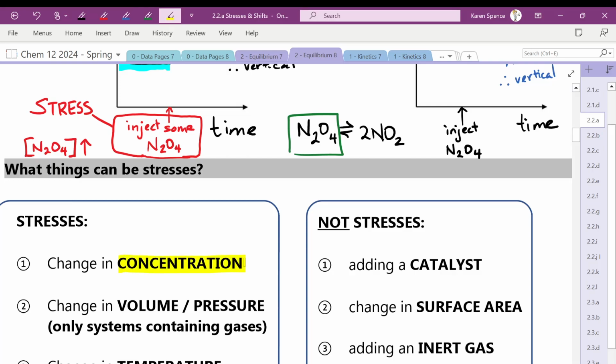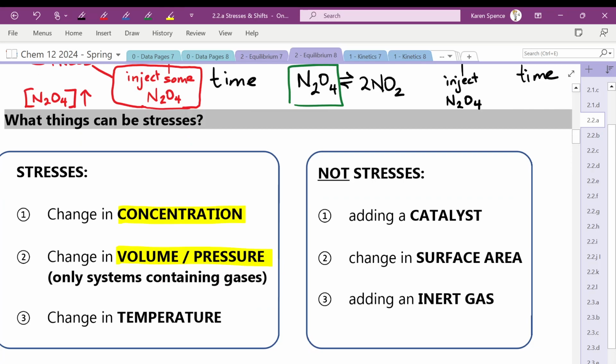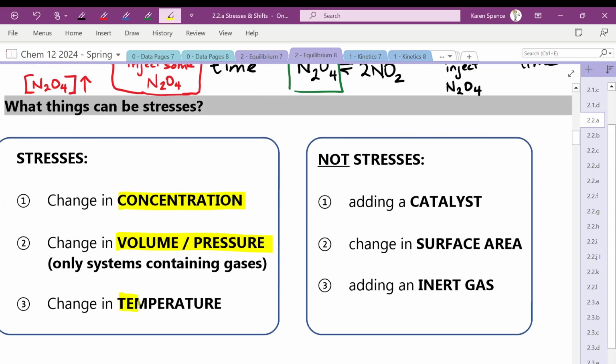Concentration is a stress, a change in concentration. If I squish the container, I am changing the concentration of the gases, yes? So a change in volume pressure will also change the rates. And of course, changing a temperature changes the rates.